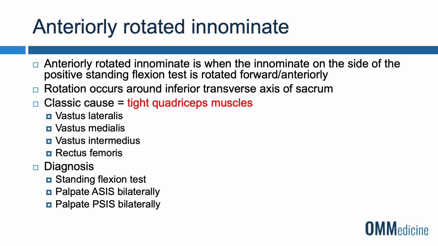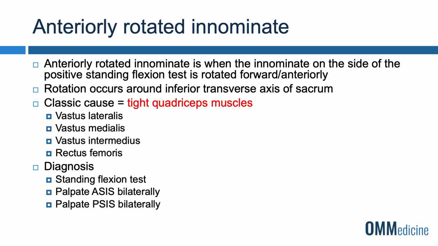A common way that this is tested is the question stem will describe the palpatory findings that we will discuss next for an anteriorly rotated innominate and ask which muscle you would expect to be tight or which muscle should be treated, and it would be one of the quadriceps muscles, because tight quads can cause this dysfunction. So it's important that you not only know that the quadriceps are associated with an anteriorly rotated innominate, but you also need to remember the four major muscles that make up the quadriceps.